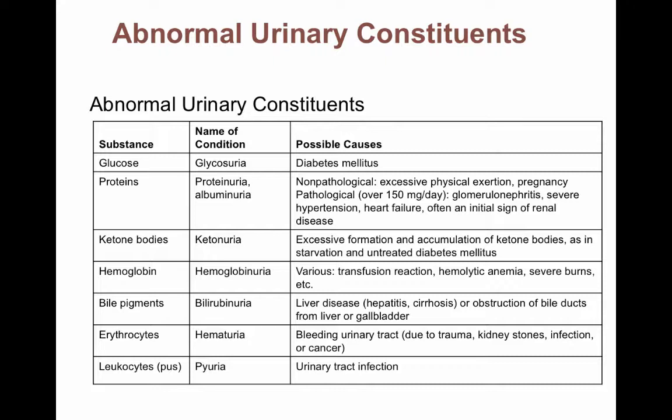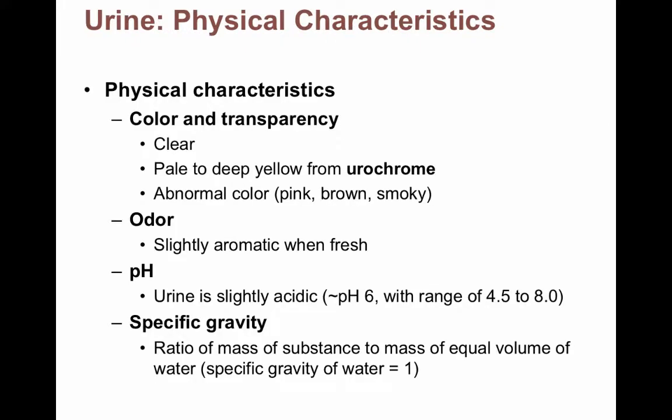Hemoglobinuria. This could be a transfusion reaction, hemolytic anemia, or severe burns. Bilirubinuria, a bile pigment, could be liver disease such as hepatitis or cirrhosis, or some kind of obstruction of the bile duct or liver. Erythrocytes, or hematuria, this is bleeding in the urinary tract due to trauma, kidney stones, infection, or cancer. Leukocytes, or pyuria, is normally due to the common urinary tract infection.